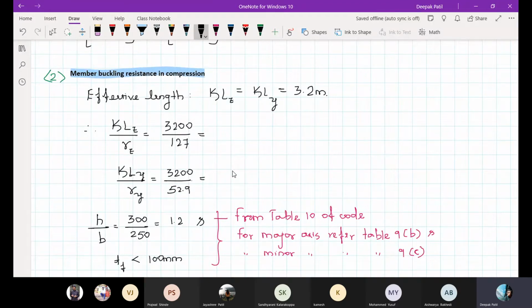In the numerical example, they have told that the effective length is to be taken as 3.2 meters along both the axes. So KLZ is equal to KLY is equal to 3.2 meters. Let us find out the slenderness ratio along both the axes, that is major axis and minor axis. So it is KLZ divided by RZ, where RZ is the radius of gyration along major axis and RY is the radius of gyration along minor axis. So this comes out to be 3200 divided by 127, which is 25.19, and 3200 divided by 52.9, which comes out to be 60.49.